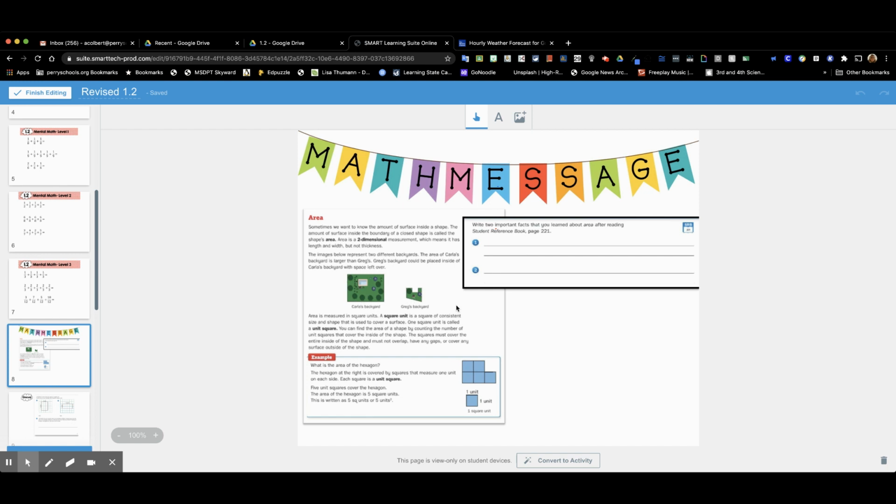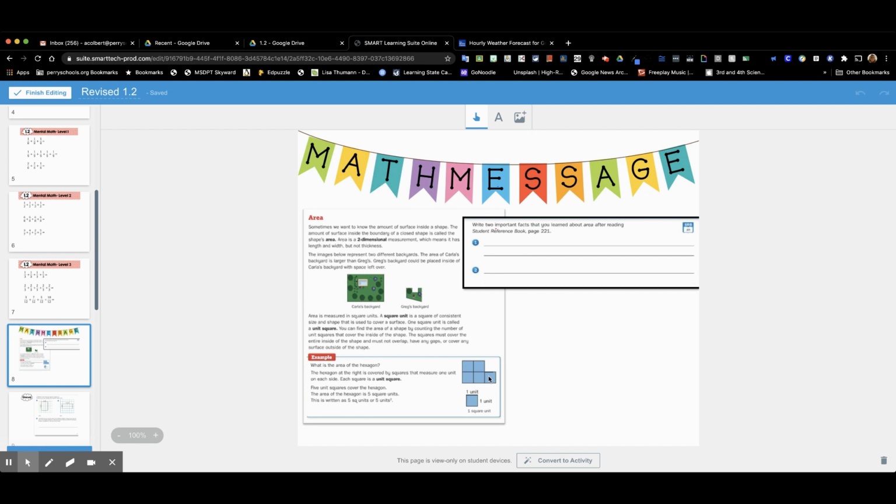So area is measured in square units. A square unit is a square of consistent size and shape. That means that it stays the same. 1 square unit is called a unit square. You can find the area of a shape by counting the number of unit squares that cover the inside of the shape. The squares must cover the entire inside of the shape and they cannot overlap, so they can't go outside of the shape to count. You can't have any gaps and you can't have any coverings outside of the shape.